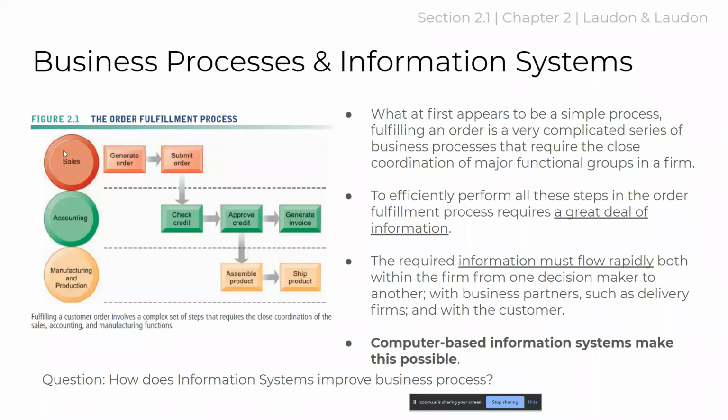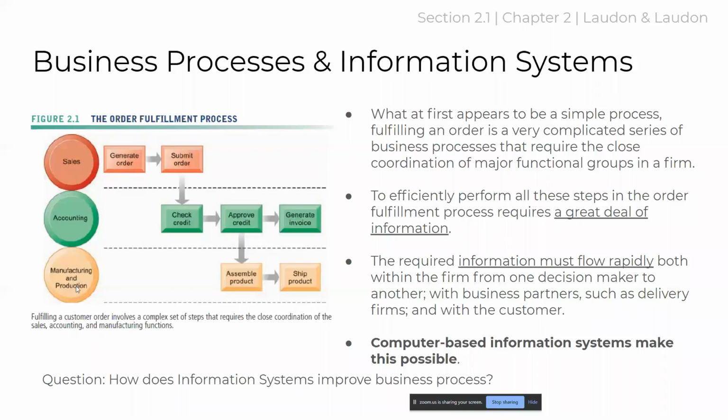You can see that there's a sales department that generates the order and submits the order. And then there's an accounting department which says, hey, is this a correct order or not? Can we actually ship them the product before getting the money, or have we got the money, have they paid for it, etc. Is the payment approved? Can we send them an invoice back?